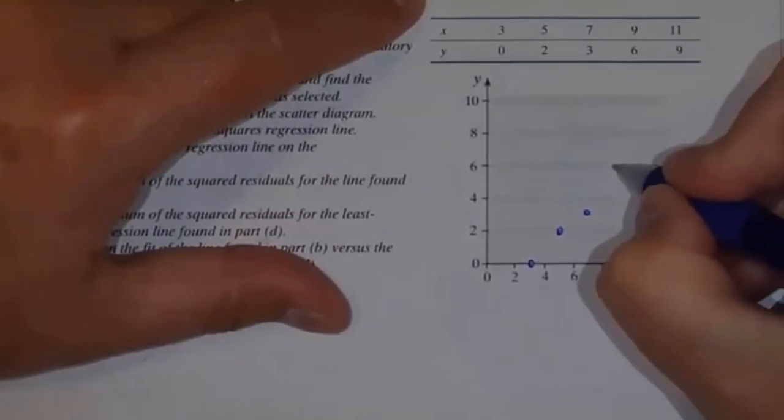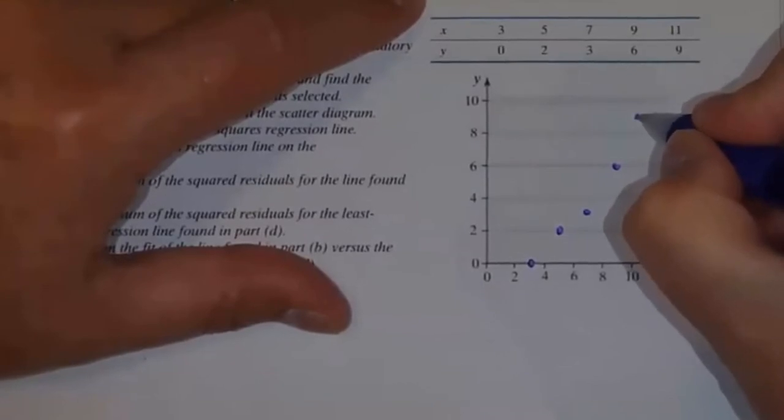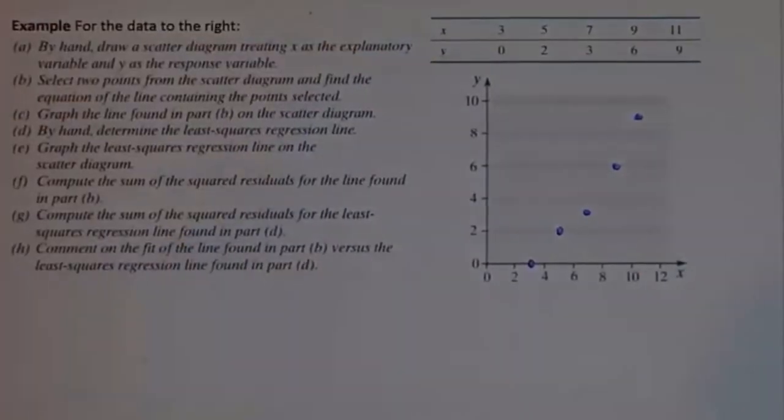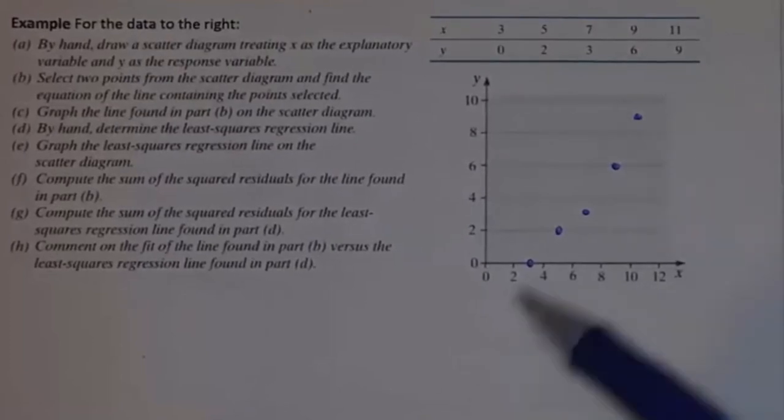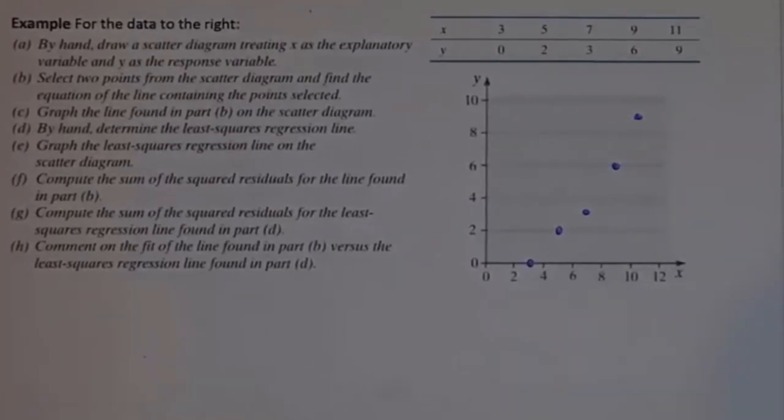9,6, about there. And 11,9 would be about there. So there's my by hand scatter plot. Do those points look linear? Well, they look fairly linear to me. It's certainly not perfect, but it's somewhat linear.